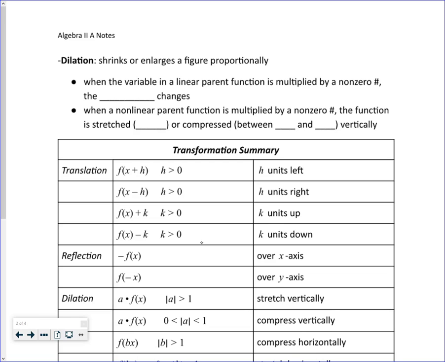Is this the next one? All right, dilation. It shrinks or enlarges a figure proportionally, just like when you get your pupils dilated at the optometrist, right? They get bigger or smaller depending on what they're doing to you. So when the variable in a linear function is multiplied by a non-zero number, the slope changes. When a nonlinear parent function is multiplied by a non-zero number, the function is stretched if the number is greater than 1, or compressed if it's in between 0 and 1, vertically.